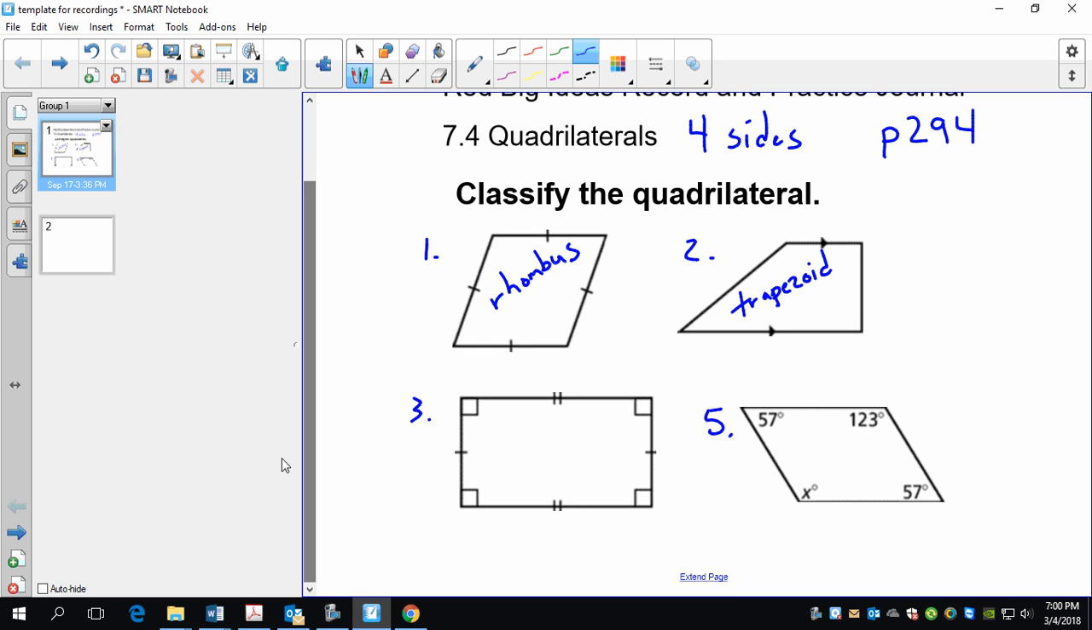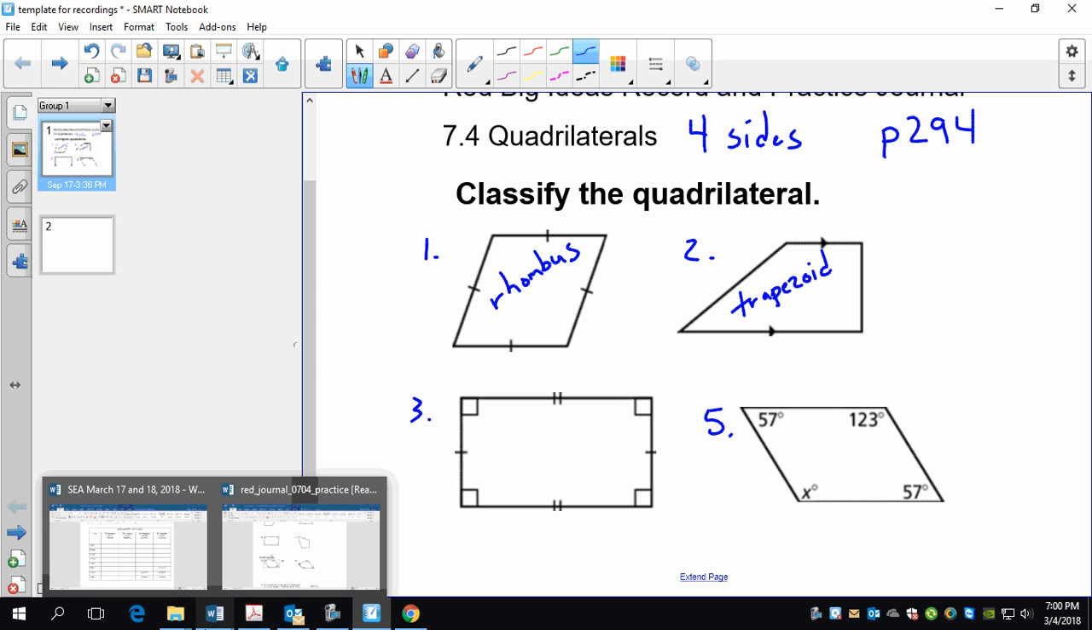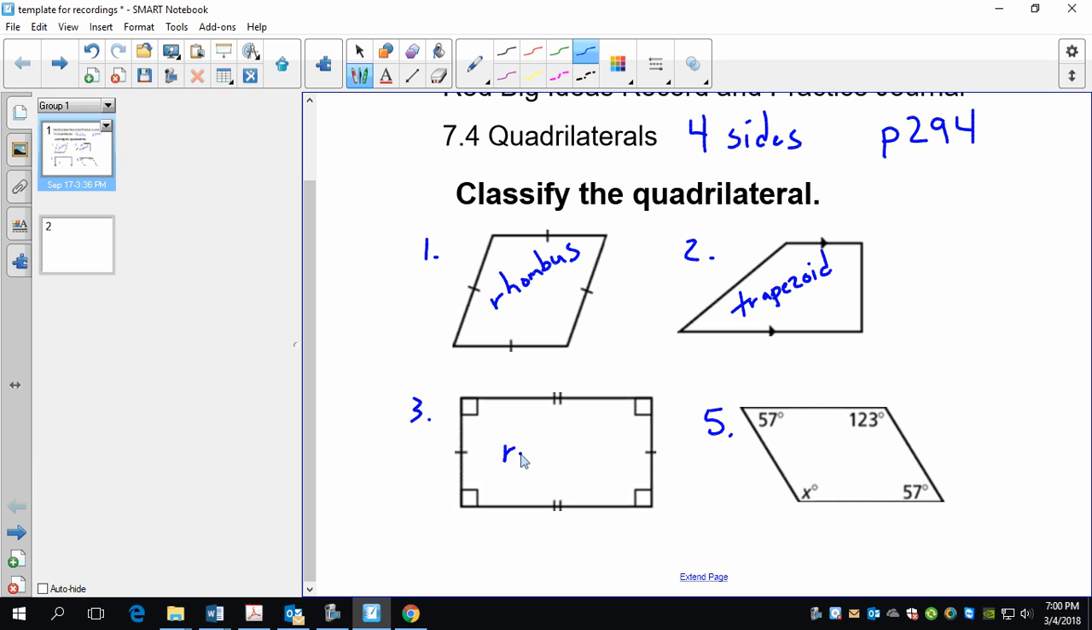Number 3, that is a rectangle. It's a parallelogram with four right angles. And again, these two lines mean these are congruent, and this line means those two are congruent, plus you've got your four right angles.